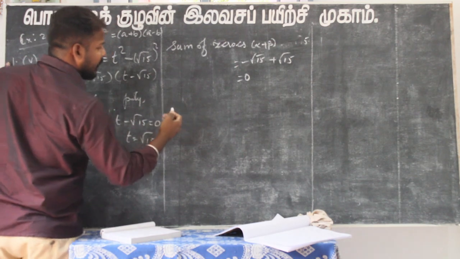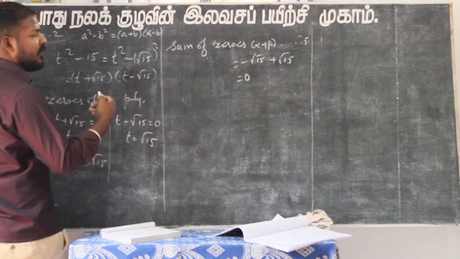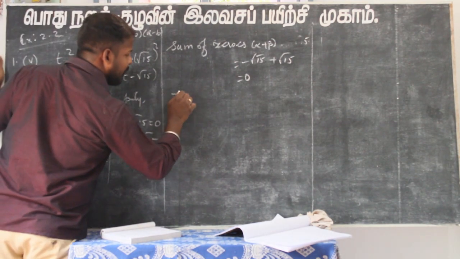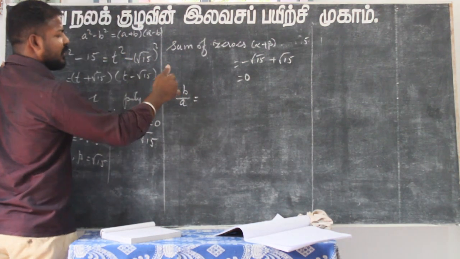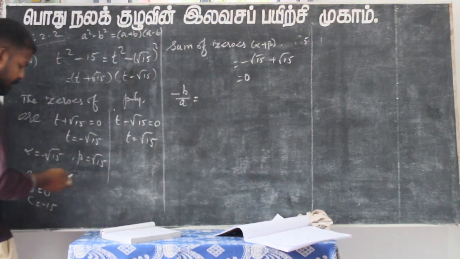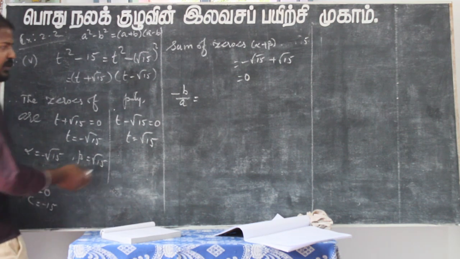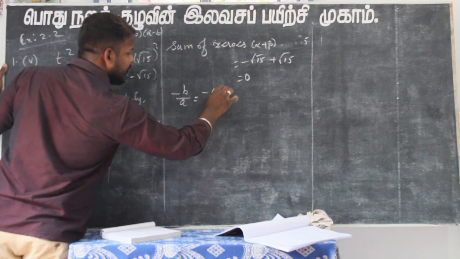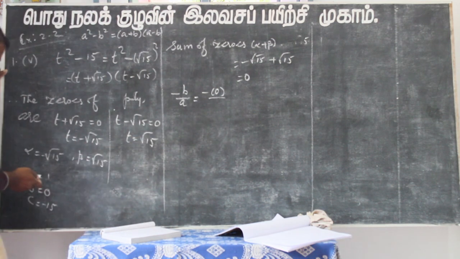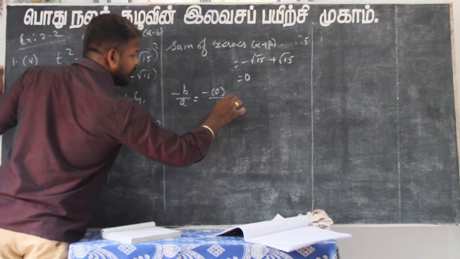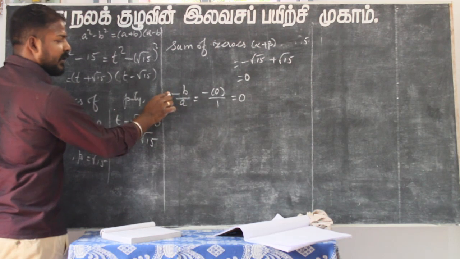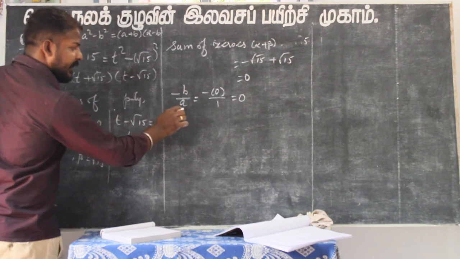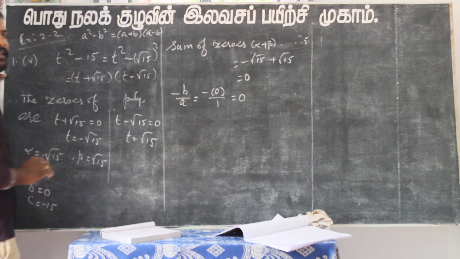Next is the relation with the coefficients. Sum of the zeros is minus b divided by a. What is your b? B is nothing but 0. Minus into 0 divided by a, which is 1, is equal to 0. Here b is the coefficient of t, and a is the coefficient of t square.